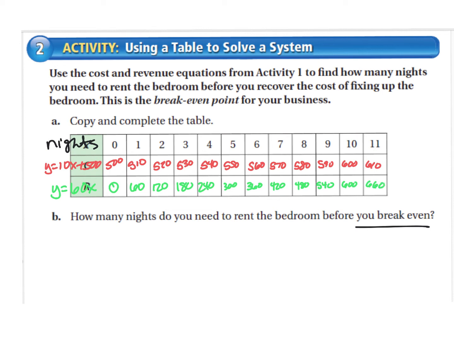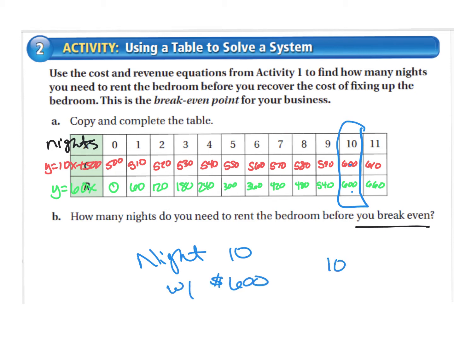So when do we break even? If you look at night number 10, we had both spent $600 and made $600. So night 10 is when we broke even with $600. And if we put that in form of a point, it would be (10, 600). And that is our solution.